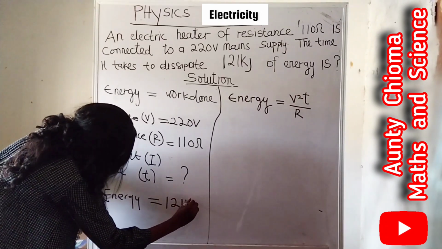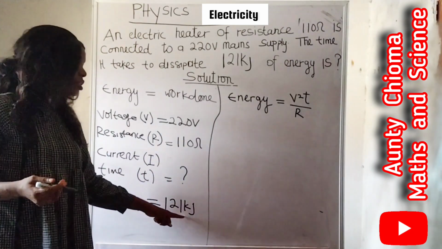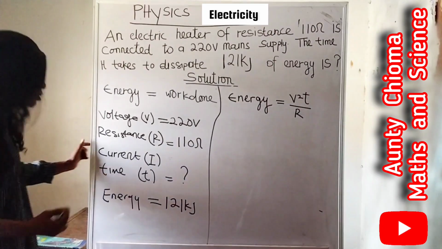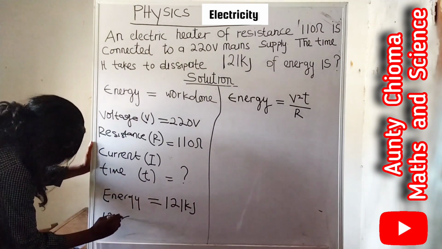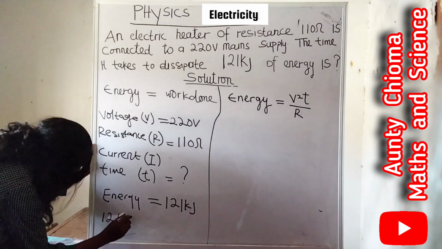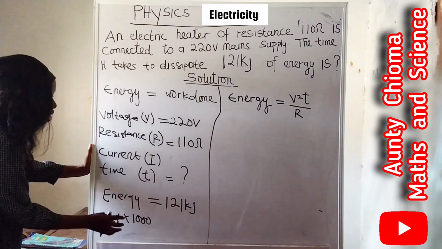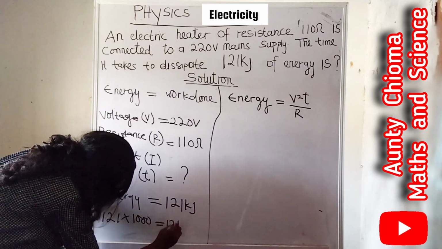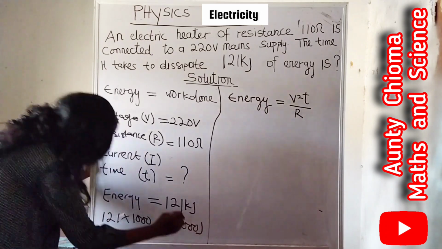121 kilojoules. And we know the standard unit of energy is joule, not kilojoules. So we change this 121 kilojoules to joule, which will make us write something like this: 121, and to change it to joule, it will be times 1000. So this 121 times 1000 will now give us 121,000 joule. Now it is in joule.